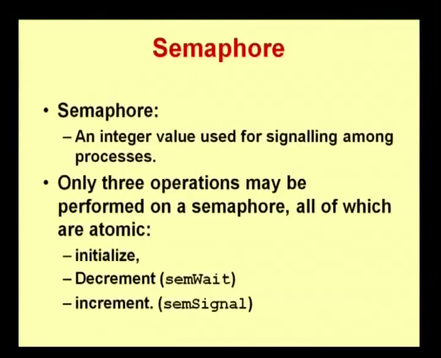Now what is a semaphore by and large? A semaphore is an integer value which is used for signaling among the processes. There are only three operations that are possible. One is initialization, second one is incrementing, third one is decrementing. Increment, when you do it, is called semaphore signal or sem signal. When you decrement it, it is called semaphore wait or sem wait.